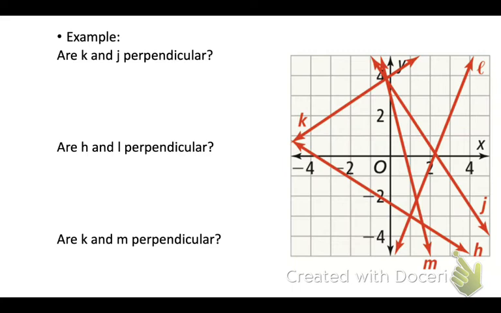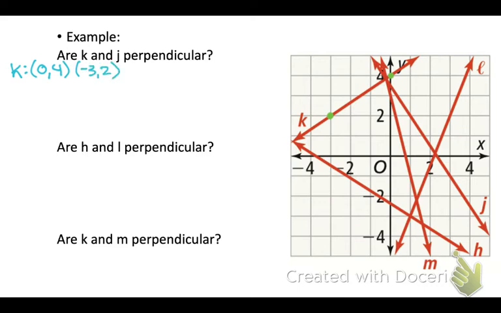Okay, so are J and K perpendicular? What do I have to find? The slope. So we find the points. K is this one right here, -3, 2. And then 0, 4. So for K, we're going to use 0, 4 and -3, 2. Okay, what about for J?